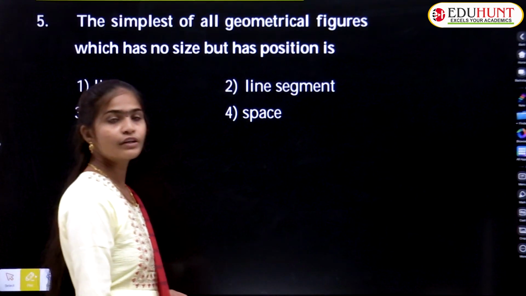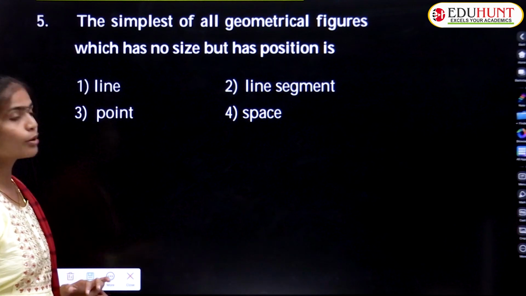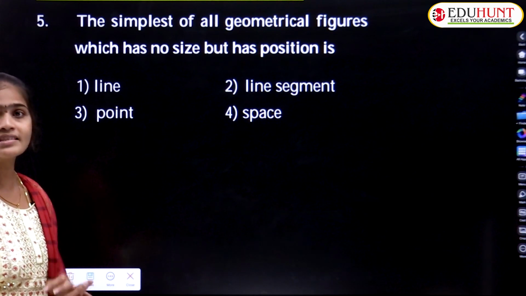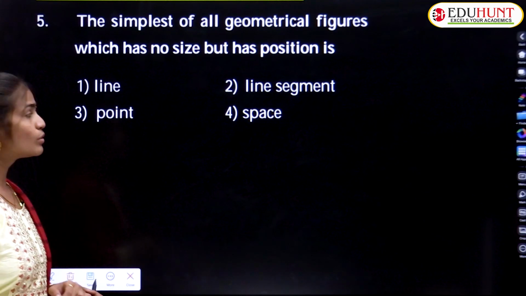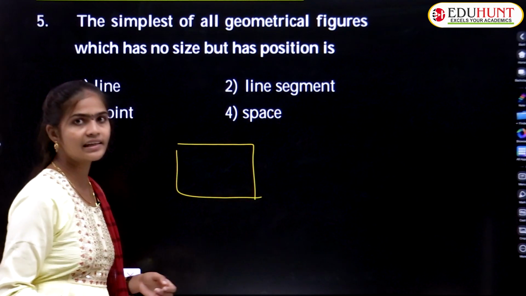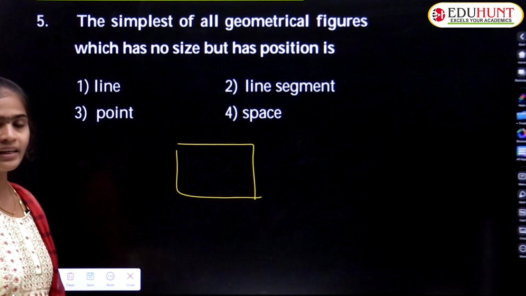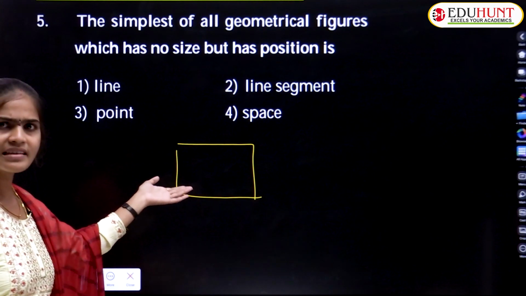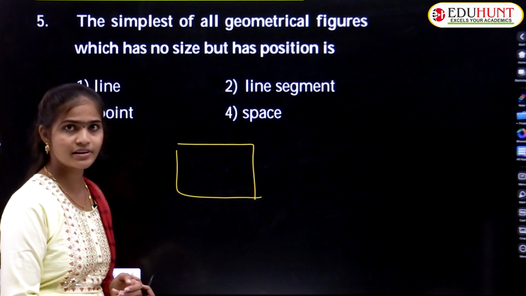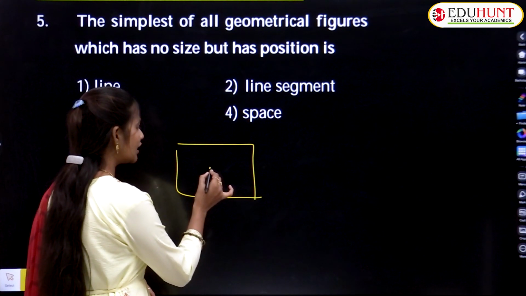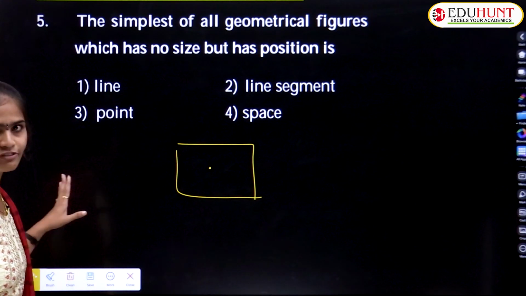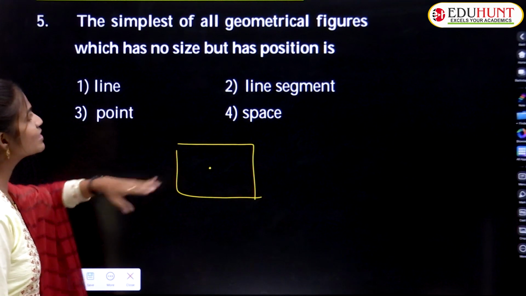Okay, so the next, fifth question is: the simplest of all geometrical figures, which has no size but has a position. So what does that mean? For the simplest of all geometrical figures, I have taken here a plane. Does the plane have any thickness or anything here? Actually a plane is a flat surface. So on that plane I am going to take one point. Then according to the question, the simplest of all geometrical figures, whatever it may be, which has no size.